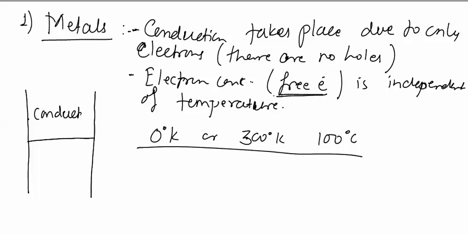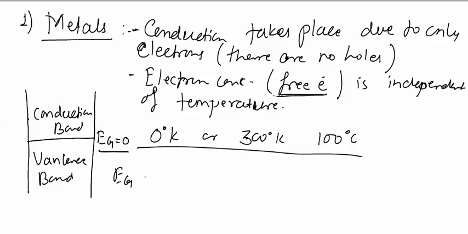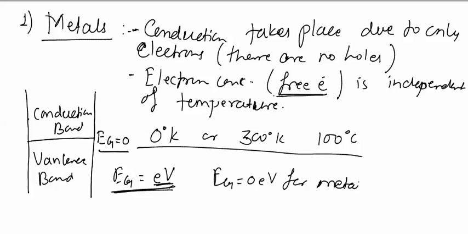That is, in case of metal, conduction band and valence band are not separated by any forbidden energy band. Eg is equal to 0, and Eg is represented in electron volts, the unit of energy. Eg equal to 0 electron volts for metals means we need not supply any energy to the metal in order to obtain conduction from metal.